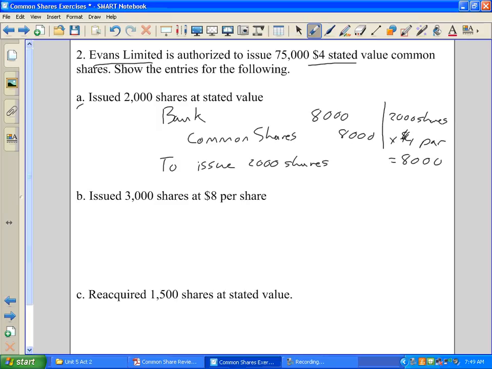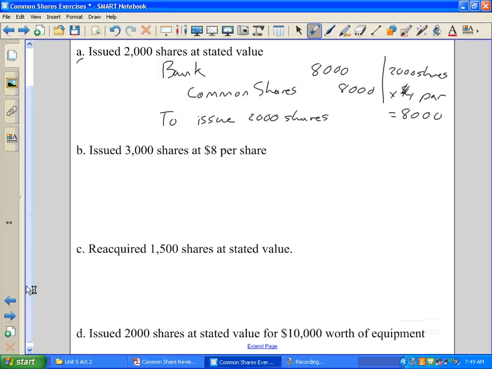Now, here's where it gets, I don't want to say it's tricky, but a little more convoluted. Okay, we're going to again have a debit to the bank. And what we've done is we've sold 3,000 shares at $8 a share. So that means there's a $24,000 debit, pardon me, to the bank.